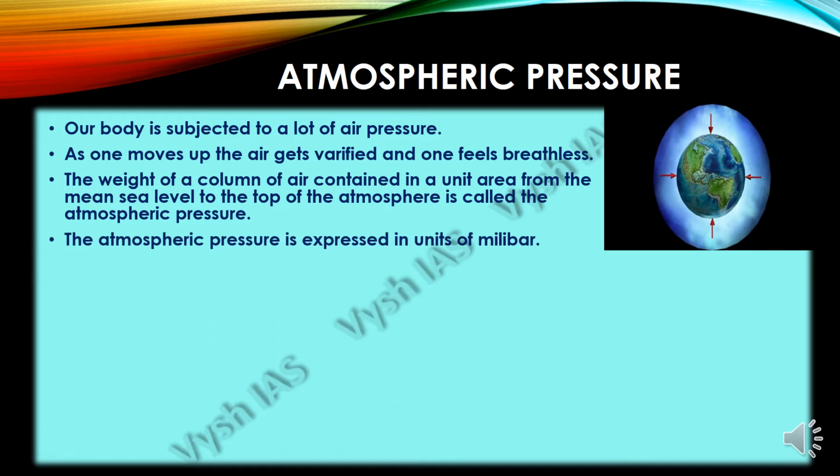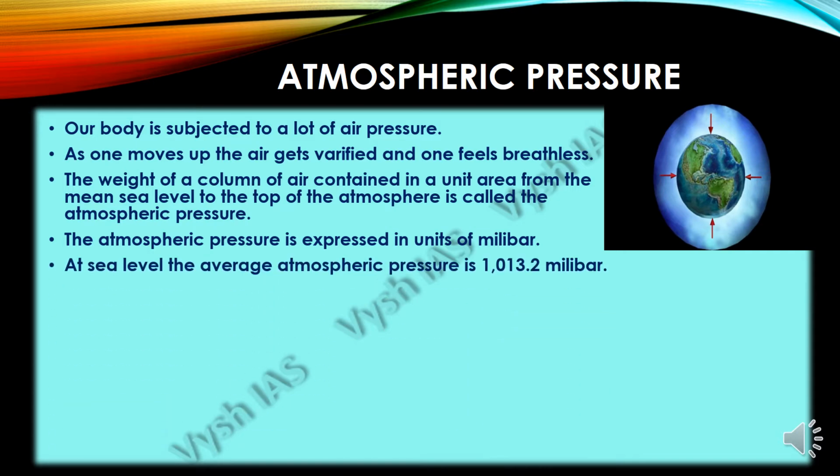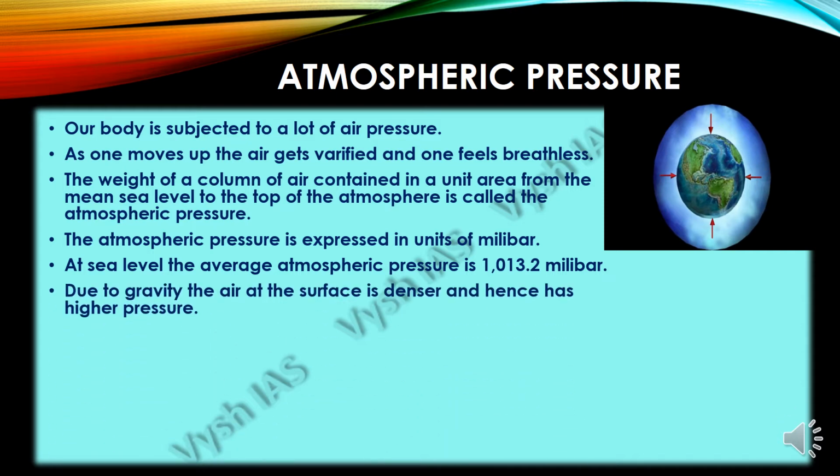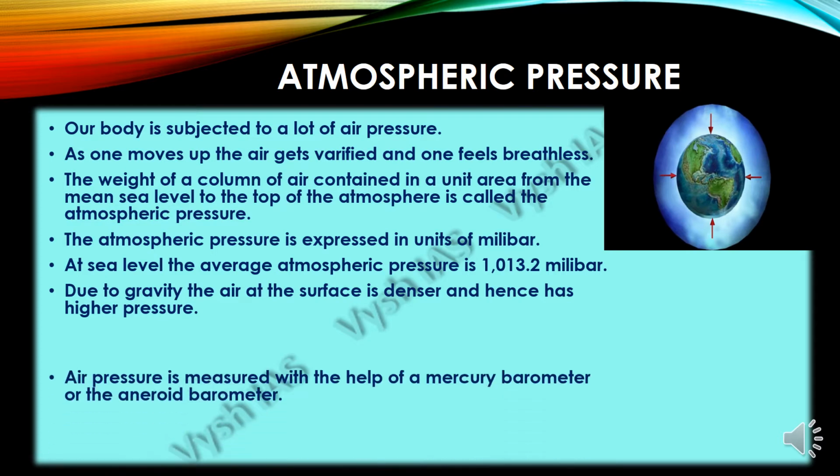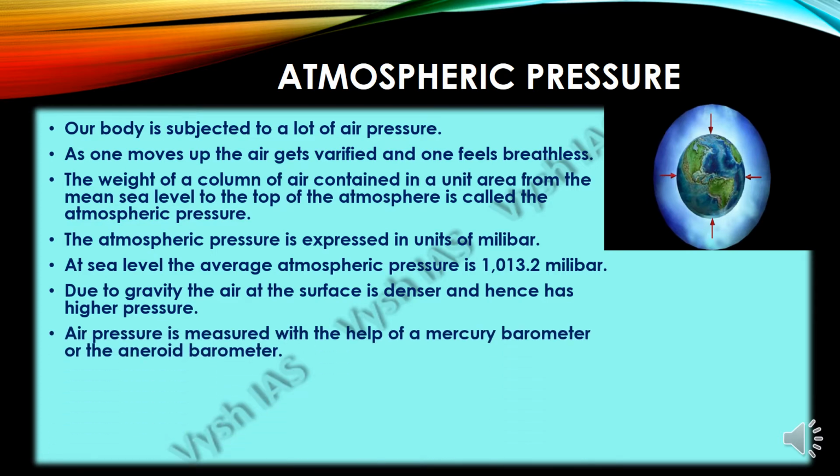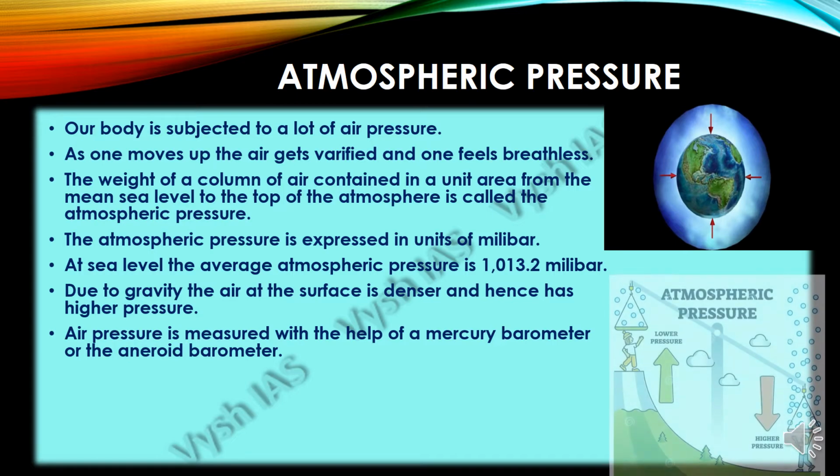The atmospheric pressure is expressed in the units of millibar, MB. At sea level, the average atmospheric pressure will be 1013.2 millibar. And also due to gravity, the air at the surface is denser, so it will cause high pressure. The air pressure is measured with the help of a mercury barometer or the aneroid barometer.